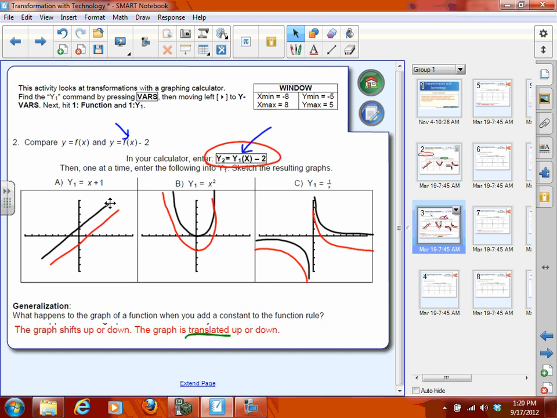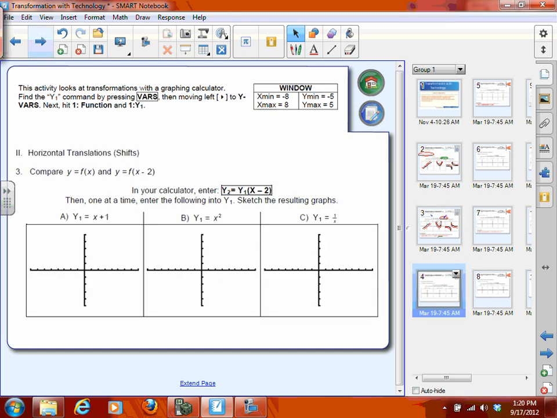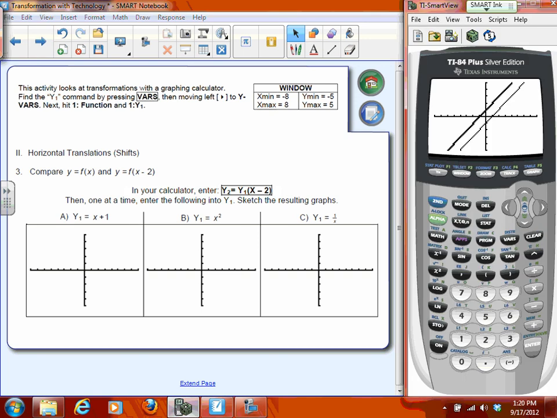All right, let's move to the next one. We're going to be doing some more adding and subtracting, but this time instead of adding or subtracting to the function or to the f of x, this time we're going to be adding or subtracting to the x, the number, the value inside the parentheses. So let's get calculated. Let's change it up a little bit.